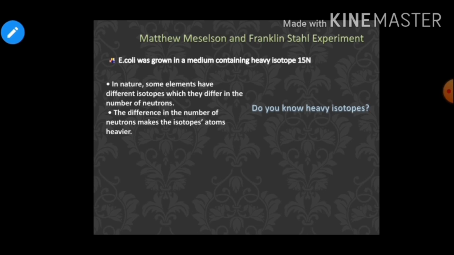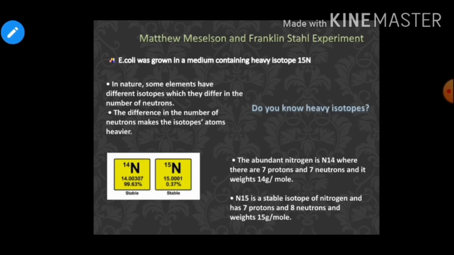Now children, in this experiment we have two isotopes of nitrogen, N14 and N15. If you compare these two, N14 is the more abundant isotope, where there are 7 protons and 7 neutrons, and it weighs around 14 gram per mole. N15 is a little less available than N14, and it contains 7 protons and 8 neutrons, and it weighs around 15 gram per mole, right?